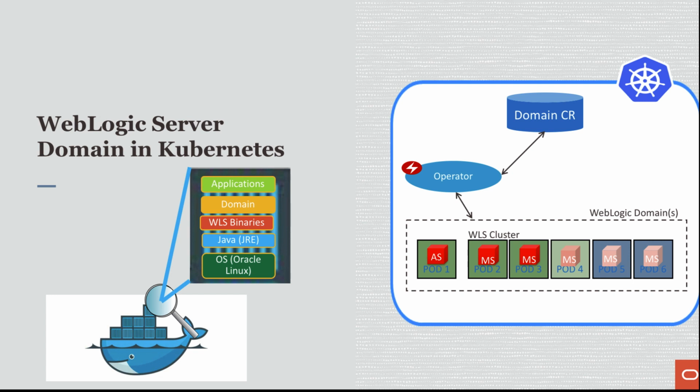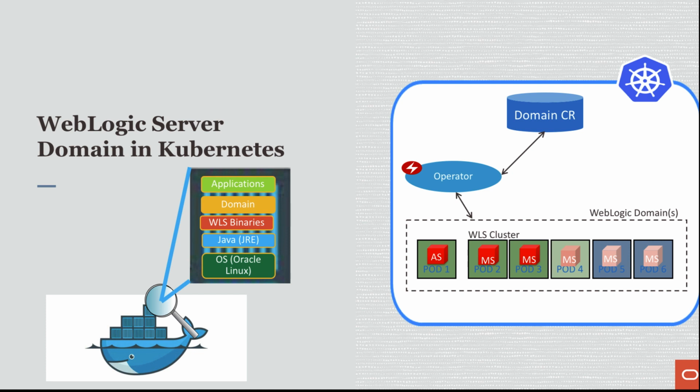The WebLogic domain is represented in a Kubernetes object called the domain custom resource. The domain custom resource represents the desired state of how we want to run the WebLogic domain in Kubernetes. The operator is a controller that is always looking at the domain custom resource and makes the actual running state of WebLogic match the desired state.